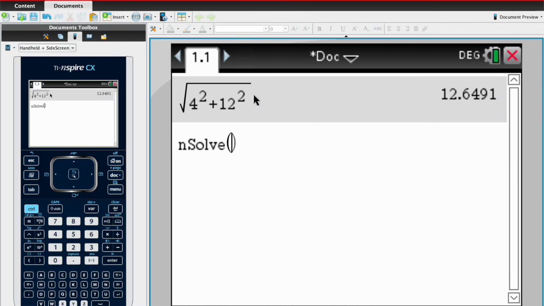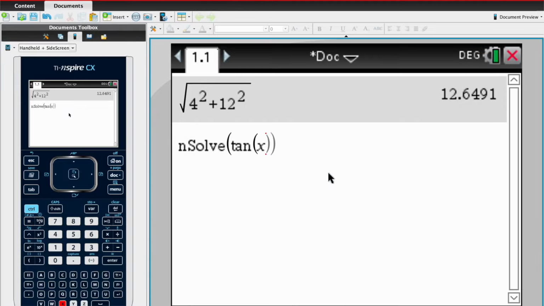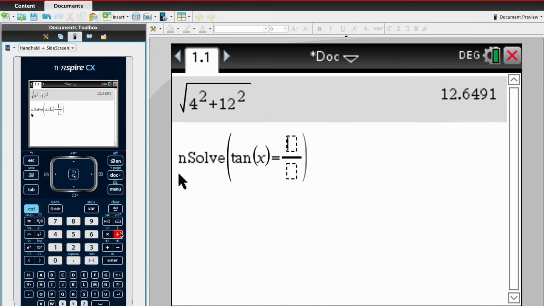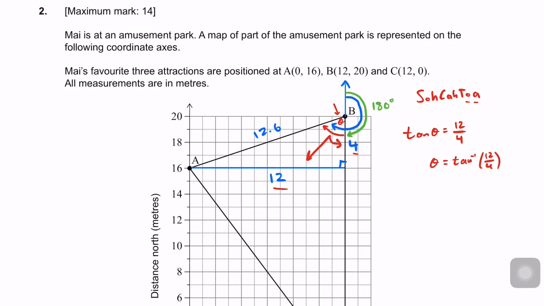Alright, in this case we have, let's go to trig, tan of x is equal to, and then we'll set a fraction as 12 over 4. And then we're going to solve for x. Always make sure you're in degrees, and then we'll see what we have. 71.565, or 71.6 degrees. Okay, I'm going to go back to the document. Theta is equal to 71.6 degrees.